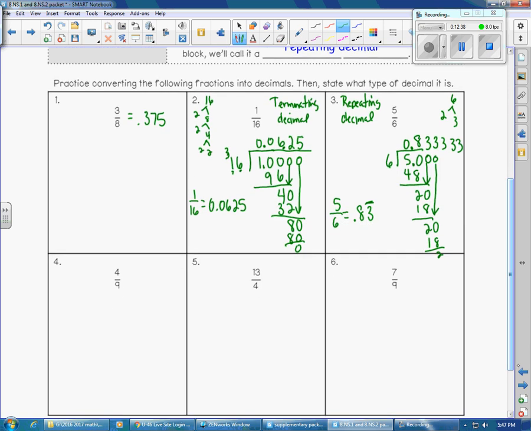Okay. 4/9 we did already. It was on the other page, and we said it was repeating. I should have said that this one was terminating, because we were supposed to say if they were terminating or repeating. So this one we know is repeating. And we knew it was 0.4 repeating.